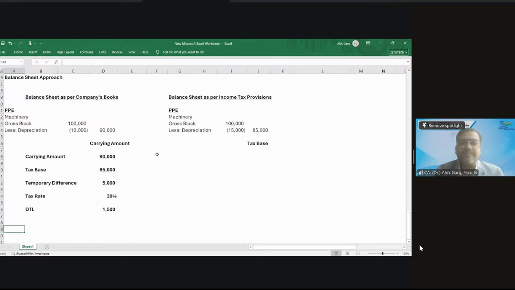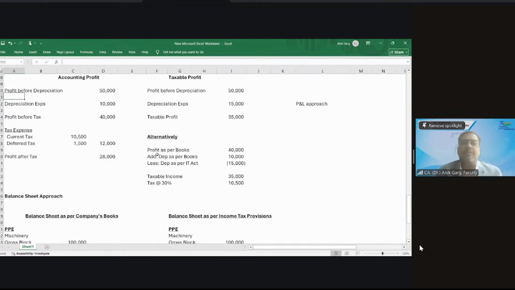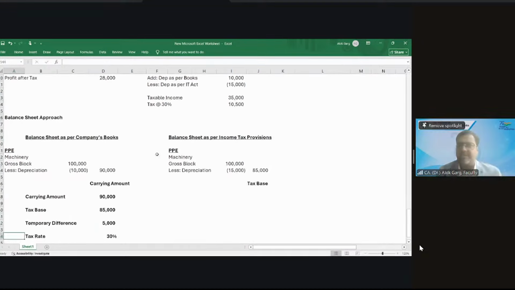And what is the accounting entry? Current tax expense account debit to current tax liability. Deferred tax expense account debit to deferred tax liability. Should I write the accounting entry also, or is that clear? Yes, very much clear, sir. Others, is that clear?